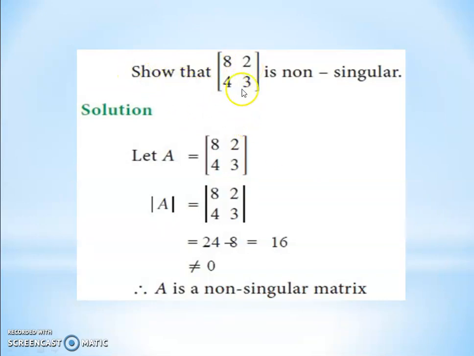Show that the matrix 8, 2, 4, 3 is non-singular. Matrix A is equal to 8, 2, 4, 3. Determinant is written with bar brackets. So 8 times 3, 24, minus 4 times 2, 8. 24 minus 8 is 16. So 16 is a non-zero number. That's why matrix A is a non-singular matrix. If the determinant value is 0, then it is singular. If the determinant value is not equal to 0, then the given matrix A is non-singular.